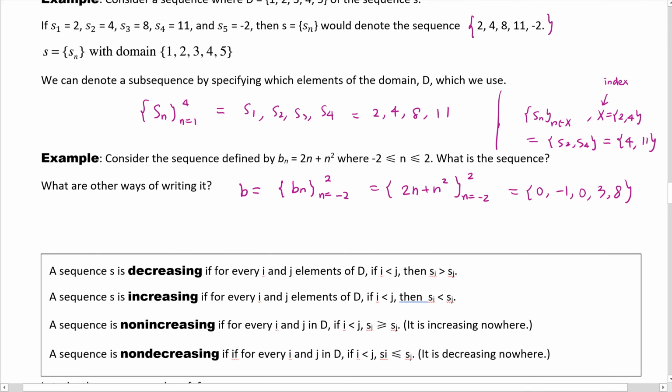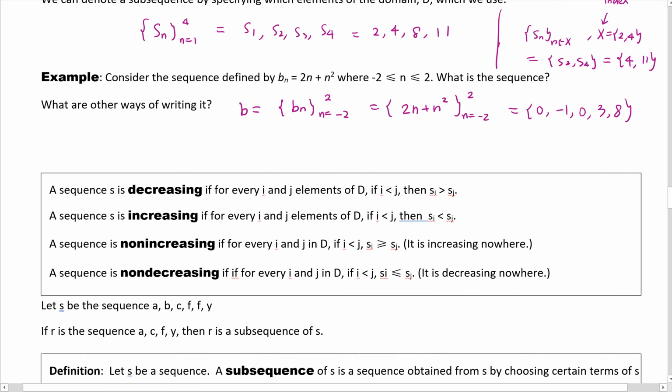Next, a sequence is decreasing if for every i and j elements of the domain, if i is less than j, then s_i is greater than s_j. So the relation is like this. It decreases. Next, a sequence is increasing if for every i and j elements of D, if i is less than j, then s_i is less than s_j. So it's like this. It's increasing.